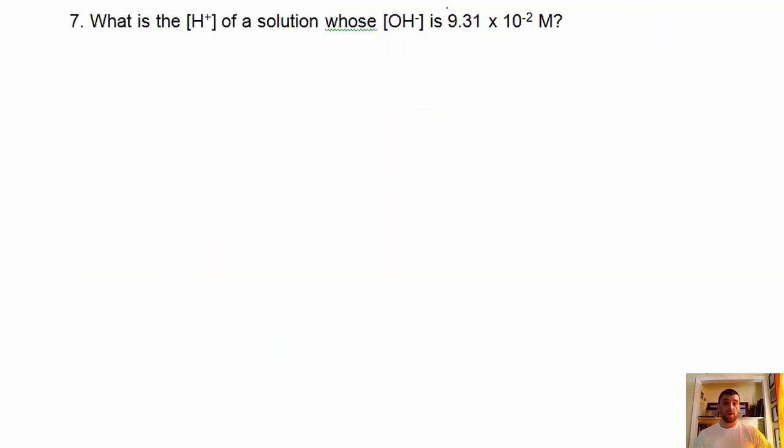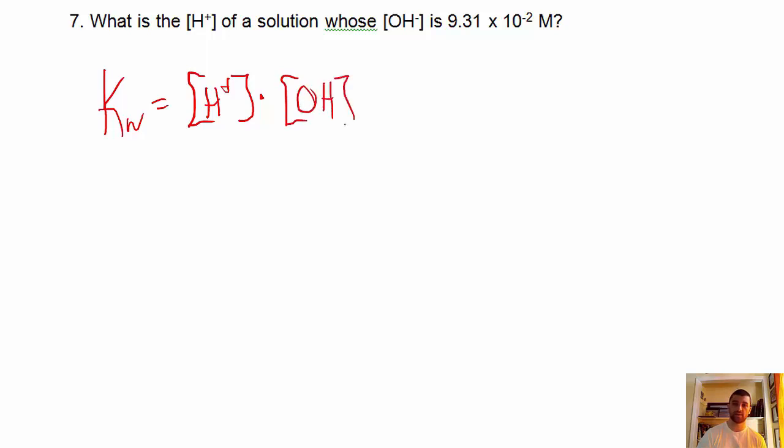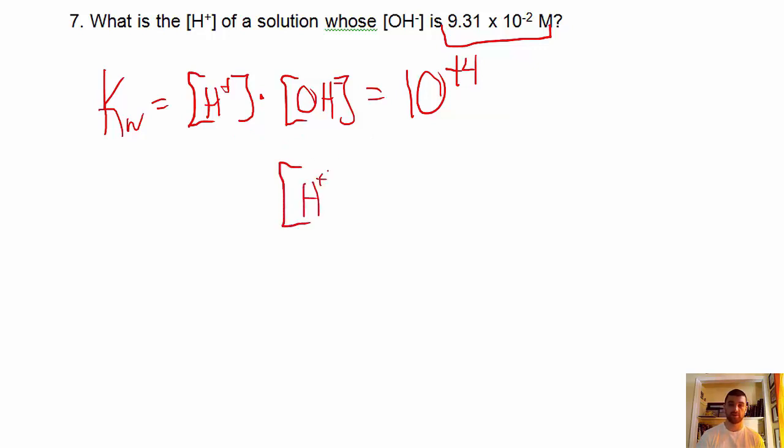All right, 7. What is the H plus concentration of a solution whose OH minus concentration is that? So this goes back to knowing that Kw equals the concentration of H plus times the concentration of OH minus, and that has to equal 10 to the minus 14. So we know the OH minus, so we plug that in. We've got to solve for that. So H plus equals 10 to the minus 14 divided by the OH minus, just doing a little algebra there.